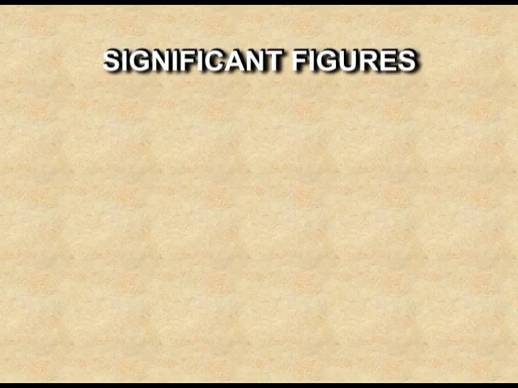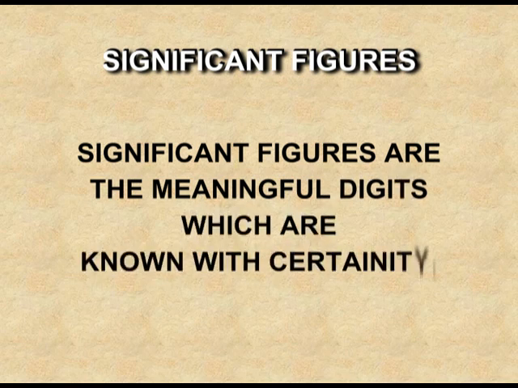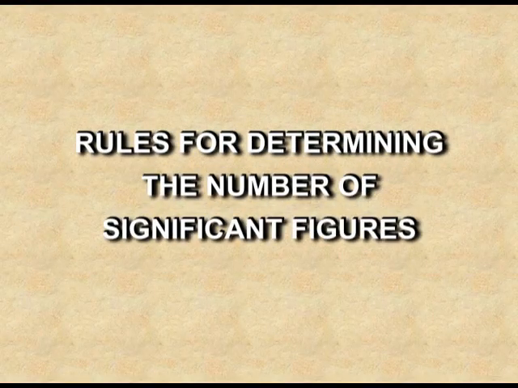Significant figures. Significant figures are the meaningful digits which are known with certainty. Whenever we measure, the last digit is always uncertain with the uncertainty of plus minus 1. For example, 14.2 ml is the volume. In this, 14 is certain but 2 is uncertain. There are a few rules we have to follow while writing the significant figures. Let's discuss all these rules one by one.